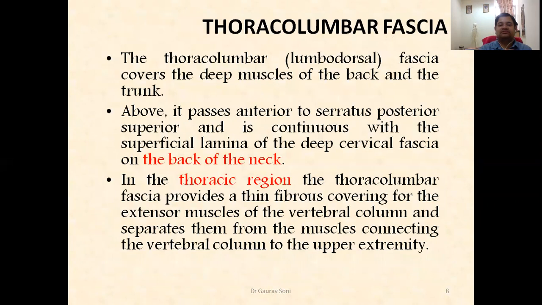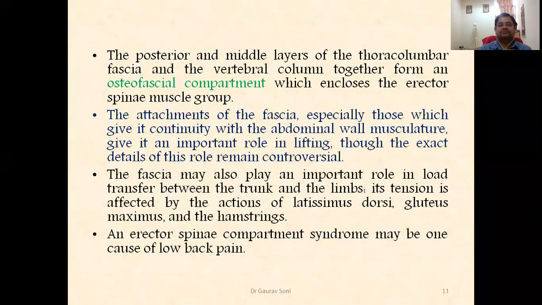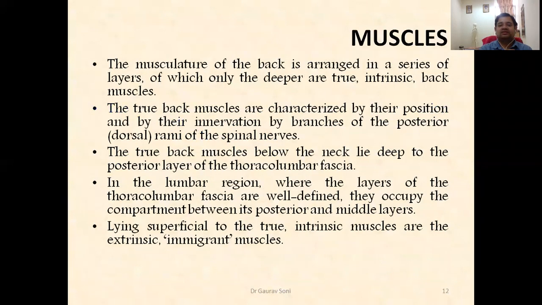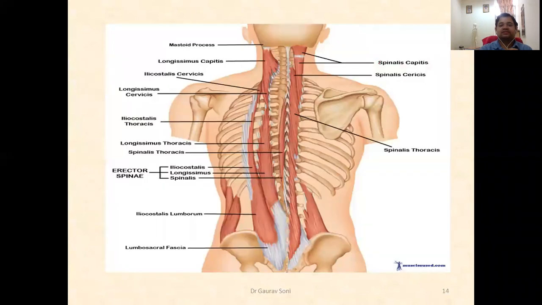We have seen its division and its components in the neck region, thoracic region, lumbar region, sacral region, and then some important clinical points like erector spinae compartment syndrome. Then we have talked about muscles, their layering, that is first superficial one, then middle one, intermediate, that is extrinsic muscles group, then the intrinsic muscles group. Then again they were divided into three parts: more superficial, deeper, and deepest. Then we have discussed the diagram.